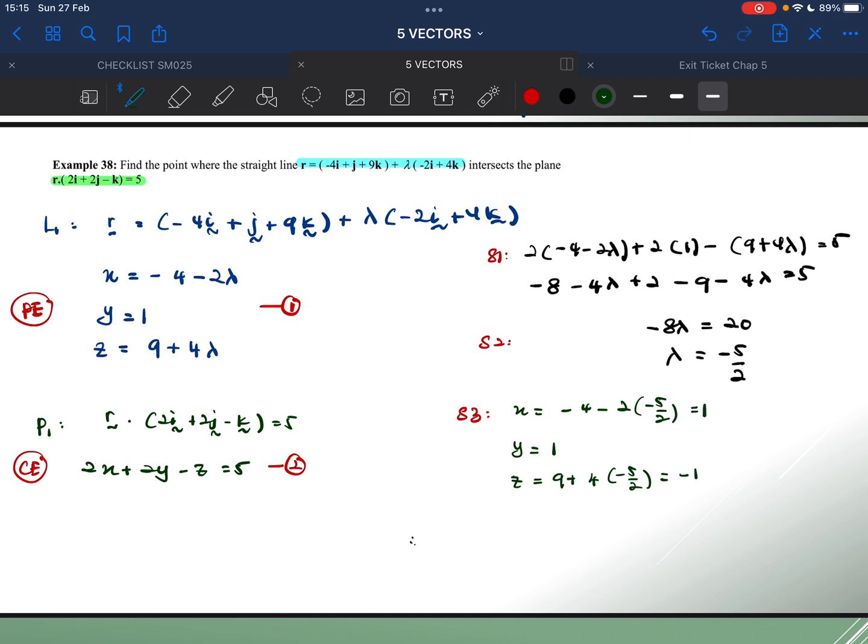Okay, make sure to write the final answer. The point of intersection is 1, 1, negative 1. Okay, so very easy. 1, 1, negative 1.